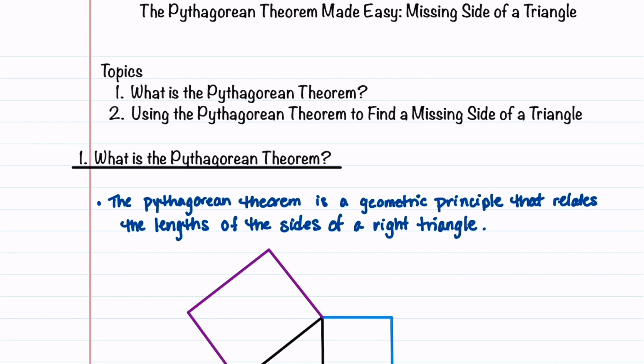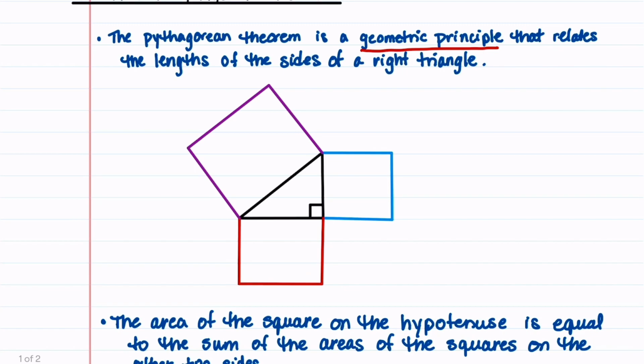The Pythagorean Theorem is a geometric principle that relates the lengths of the sides of a right triangle. This theorem can best be understood by looking at this diagram of a right triangle. A right triangle has two legs and a hypotenuse. Let's go ahead and label these. We'll label the leg on the right as A, the leg on the bottom as B, and we'll label the hypotenuse C.